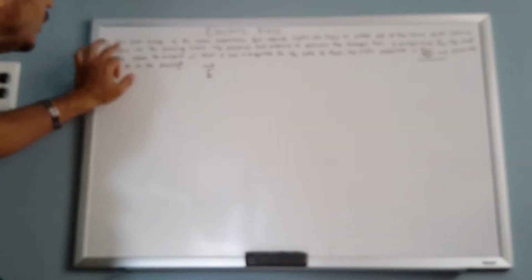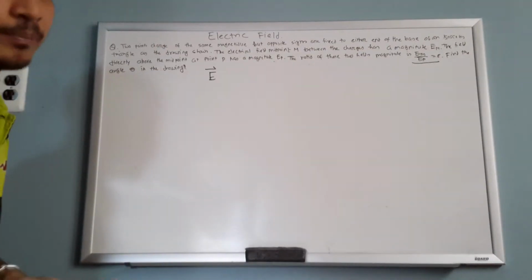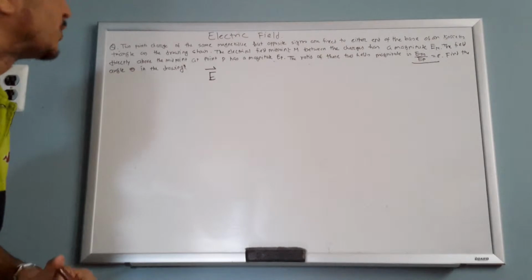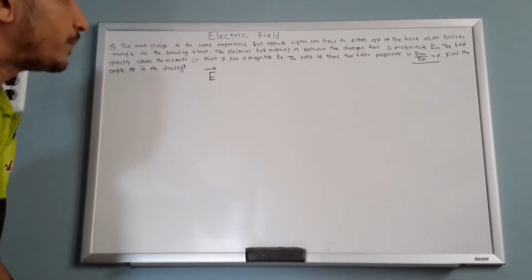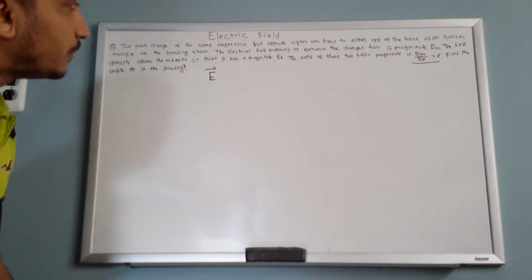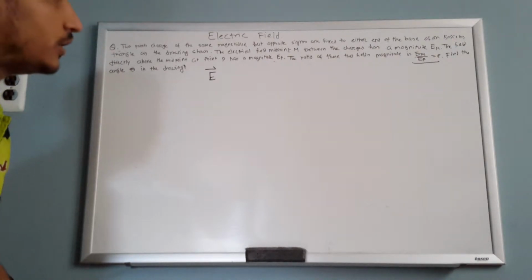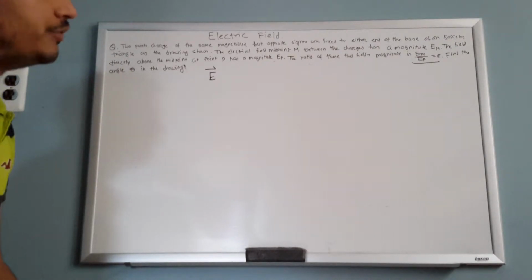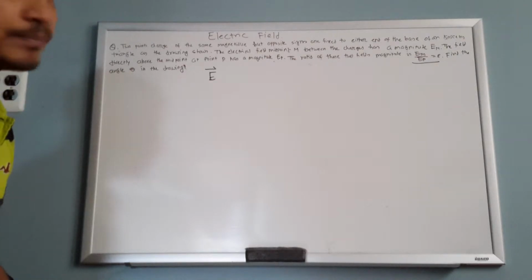My question is: two point charges of the same magnitude but opposite sign are fixed to either end of the base of an isosceles triangle, as the drawing shows. The electrical field at midpoint M between the charges has a magnitude EM. The field directly above the midpoint at point P has a magnitude EP. The ratio of these two field magnitudes, EM divided by EP, is equal to 8. Find the angle theta in the drawing.